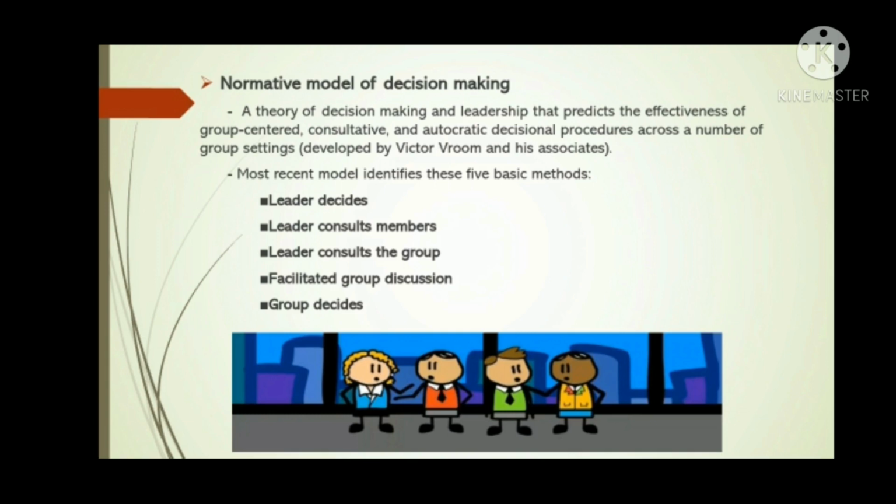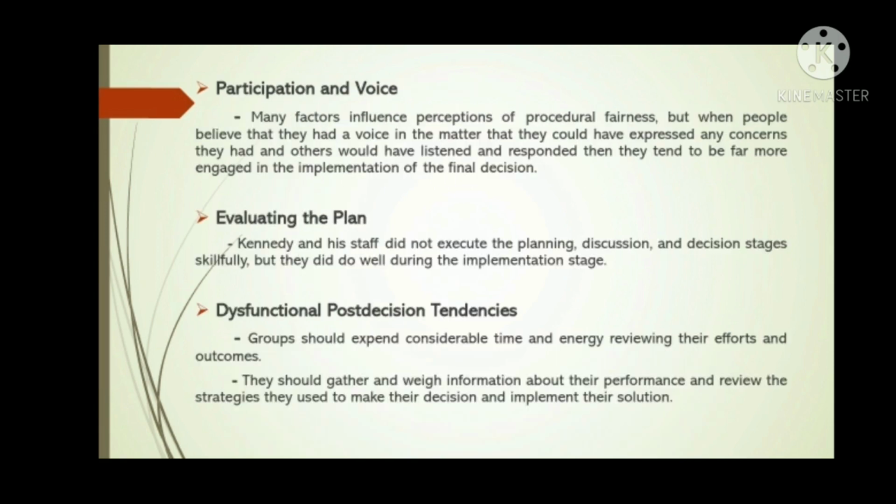Next, leader consults the group. The leader discusses the problem with the members as a group, collectively obtaining their input. And next, facilitated group discussion. The leader coordinates the group's analysis of the problem, helping the group reach consensus on the issue. And lastly, group decides. If the group already functions independently of the leader, then the group can make its decision without the leader's direct involvement.